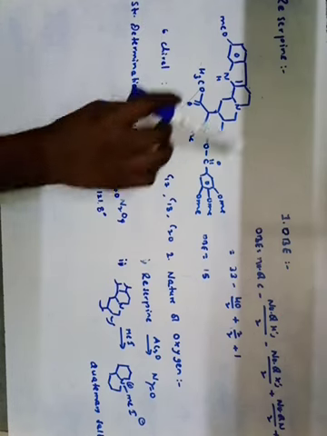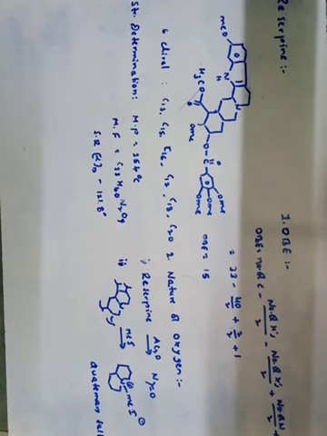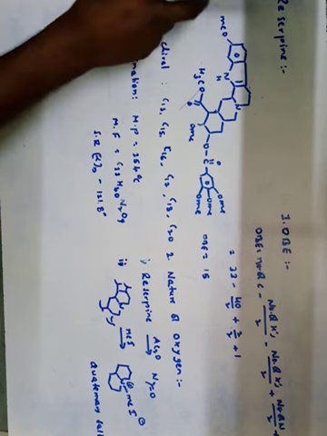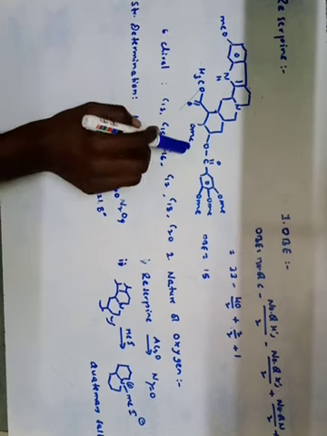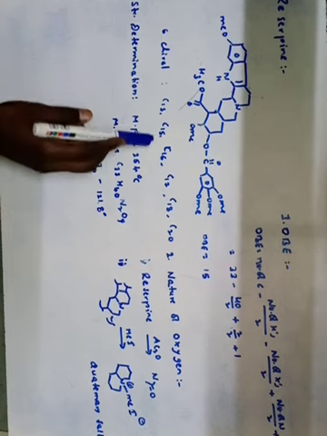Now our topic is structural determination of natural products, and the first one is Reserpine. This is the Reserpine structure, and it has 6 chiral centers.